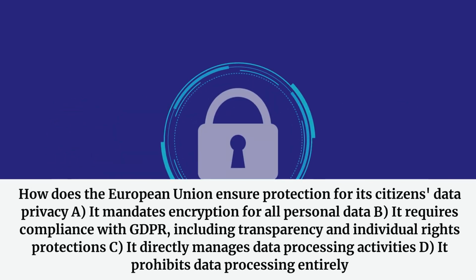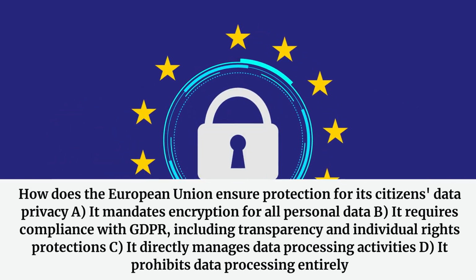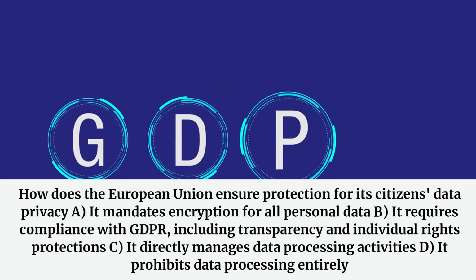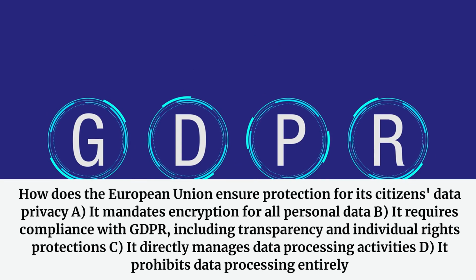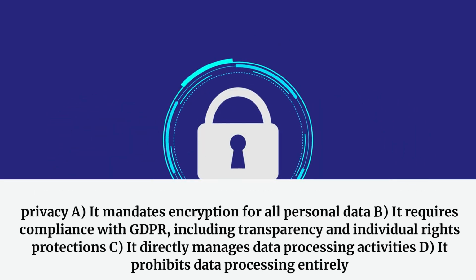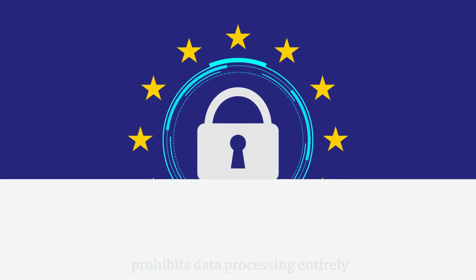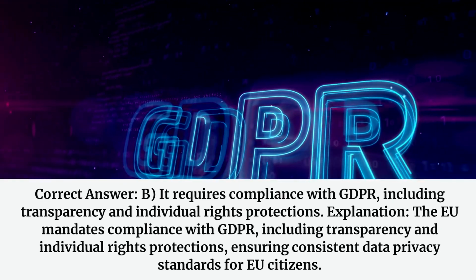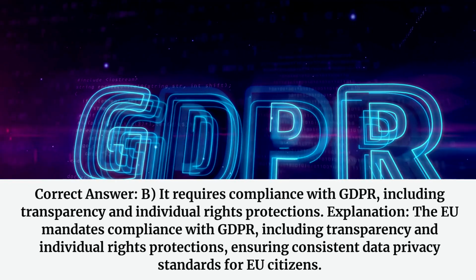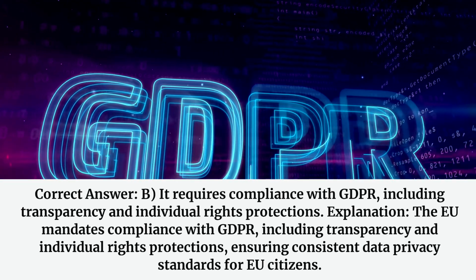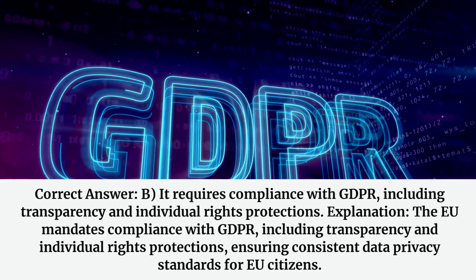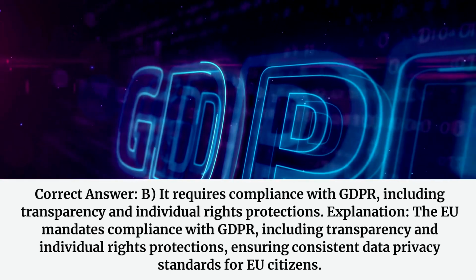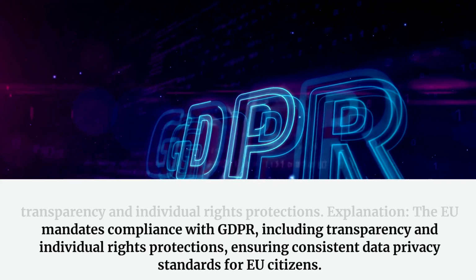How does the European Union ensure protection for its citizens' data privacy? A. It mandates encryption for all personal data. B. It requires compliance with GDPR, including transparency and individual rights protections. C. It directly manages data processing activities. D. It prohibits data processing entirely. Correct answer: B. It requires compliance with GDPR, including transparency and individual rights protections. Explanation: The EU mandates compliance with GDPR, including transparency and individual rights protections, ensuring consistent data privacy standards for EU citizens.